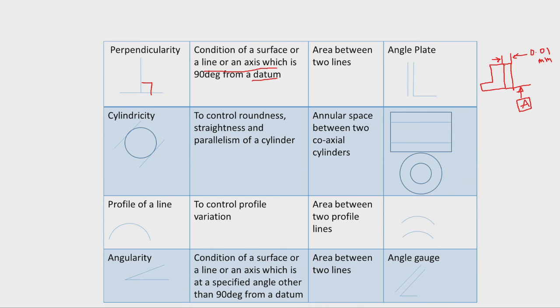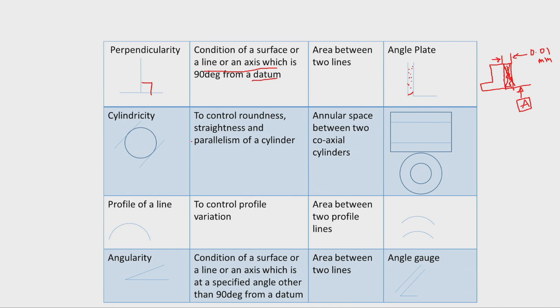That means any point on this particular surface should lie within these two planes. The surface can be like this, or like this, or it can be some rough surface like this. All points should lie within these two parallel lines. So the high points, low points can be like this, with reference to this A. And then cylindricity is also important.